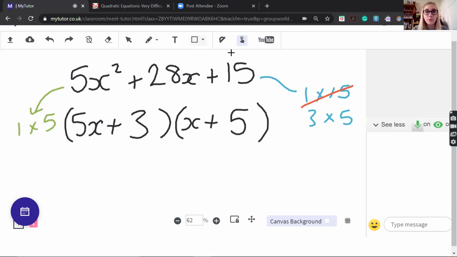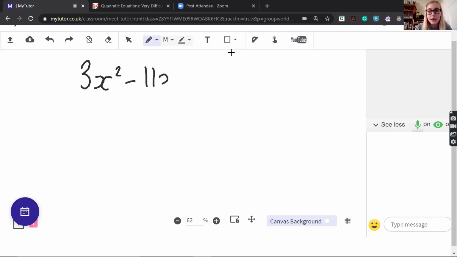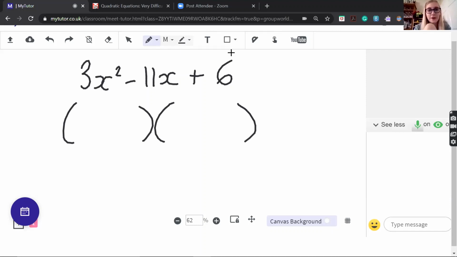So we'll have a go at one more, just because I know this is a tricky one. And then we'll have a go at some where we then solve an equation with it. It's only a tiny little extra step, but it's worth having a go at. So 3x squared minus 11x plus 6. We're going to set up our brackets. Shock horror. And then we need to work out what goes here.